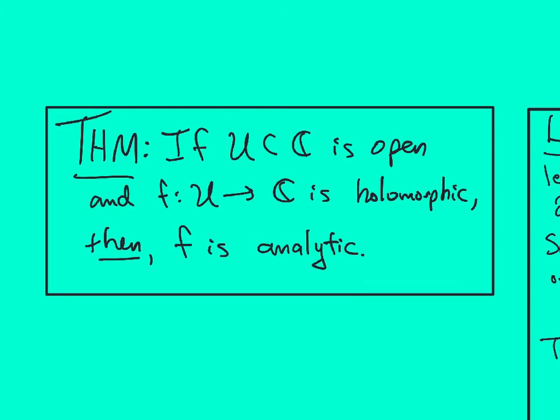Next, we can prove one of our big goals in the beginning material of this course, which is that holomorphic functions are analytic. We already showed that analytic functions are holomorphic, so then these two concepts are the same thing. Recall that analytic means that a function locally has a power series representation, whereas holomorphic just means the function has a complex derivative and that the complex derivative function is continuous.